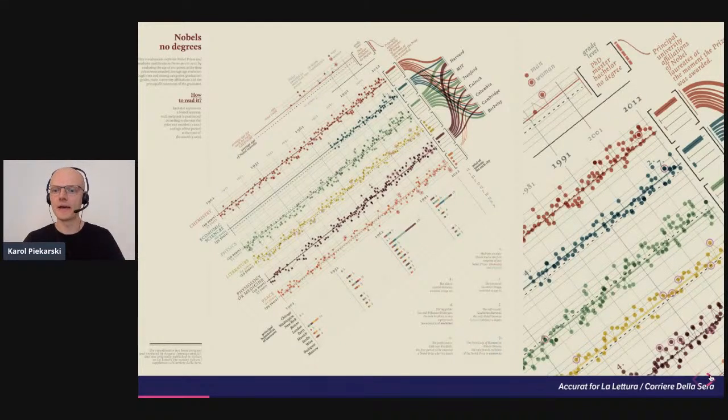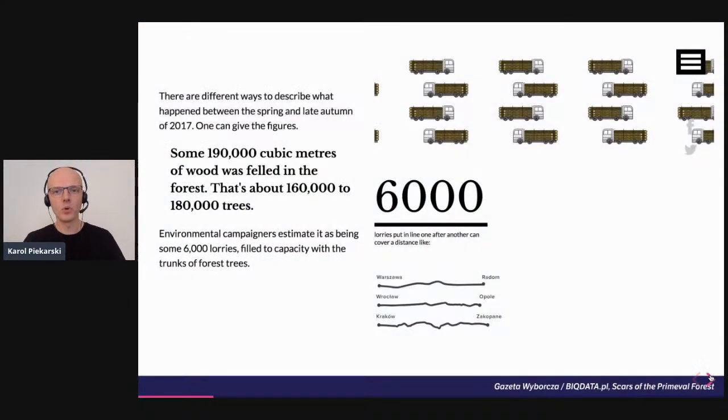This is Corriere della Sera, an Italian, renowned newspaper. They actually printed those stories on paper, not just online. You can see that those are quite complex visualizations. Also in Poland, Gazeta Wyborcza invested in data visualization and data journalism, especially in investigative journalism.